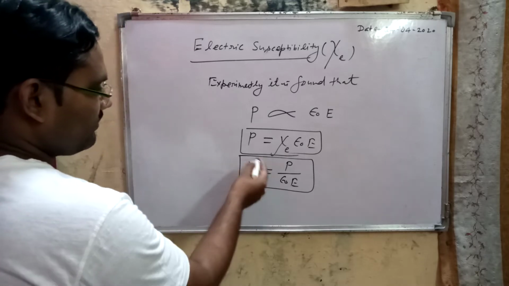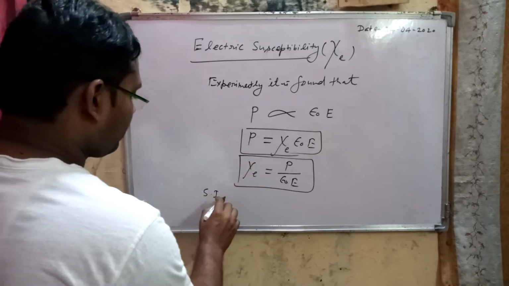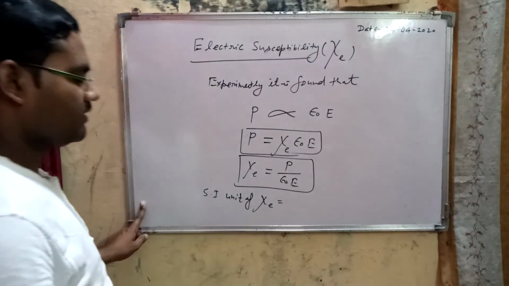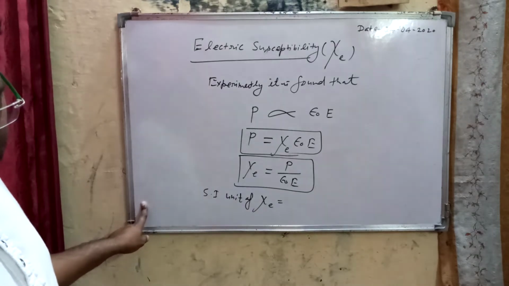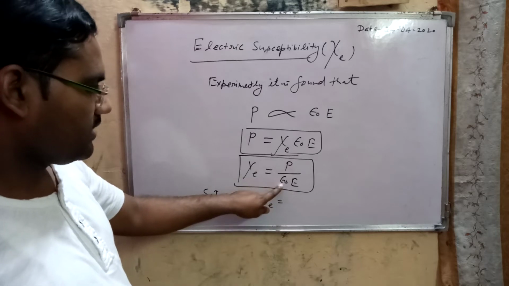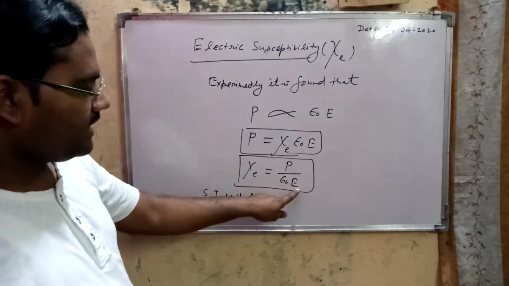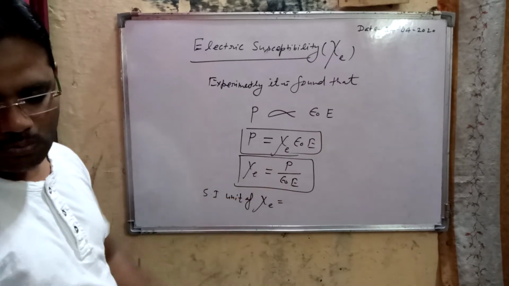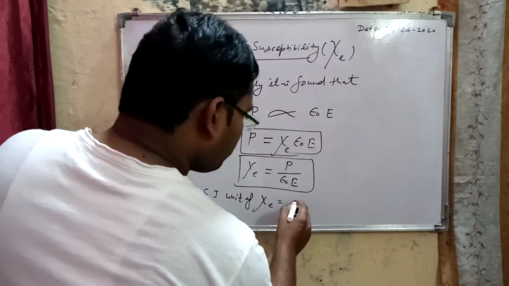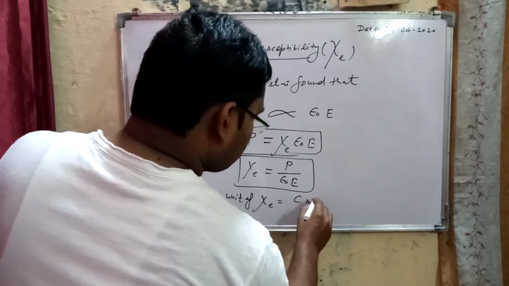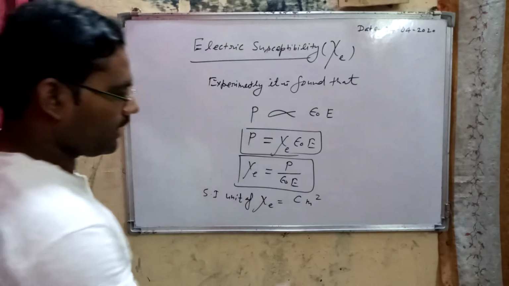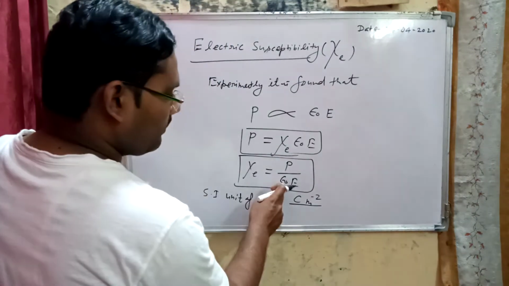What is the SI unit of chi e? That means the SI unit of this polarization vector, the SI unit of epsilon naught, and the SI unit of this field. What is the SI unit of the polarization vector? The SI unit of the polarization vector is Coulomb per meter square. And what is the SI unit of epsilon naught?